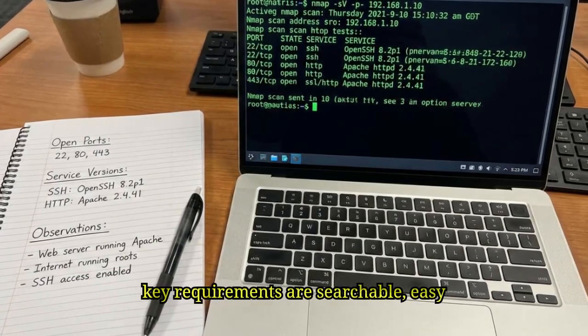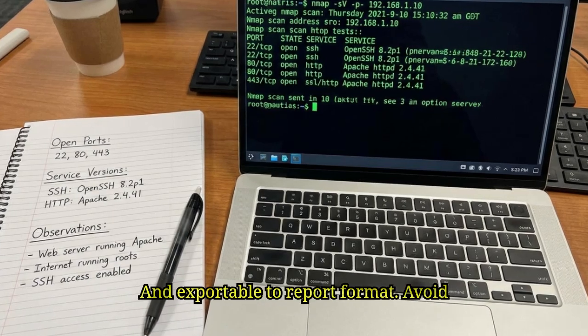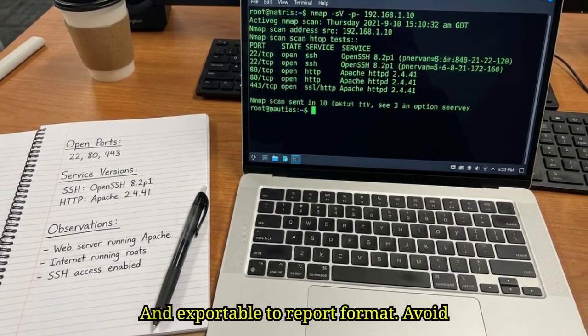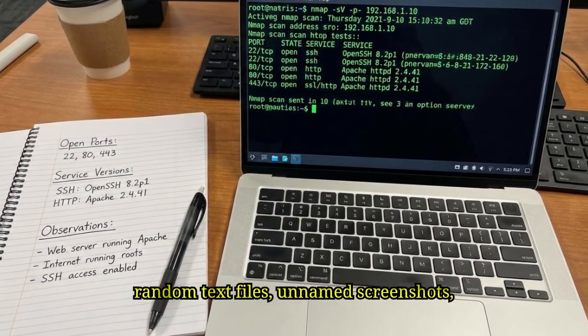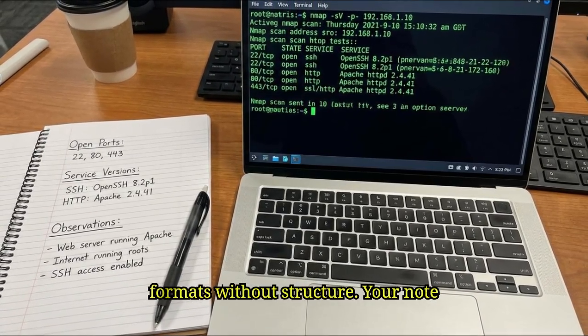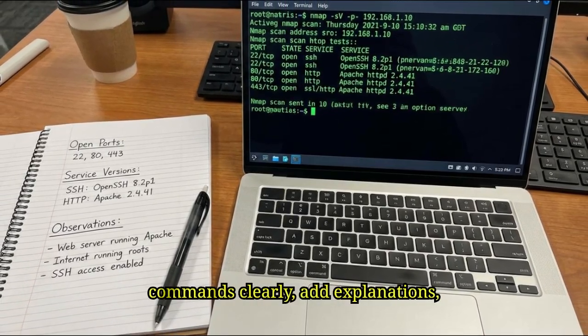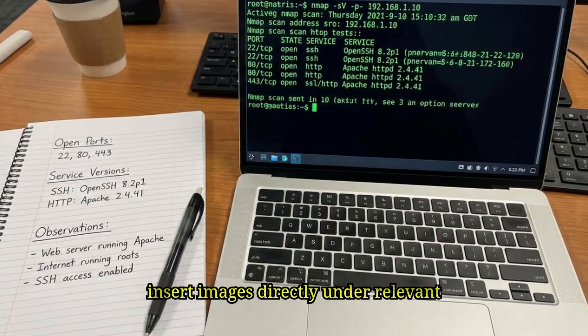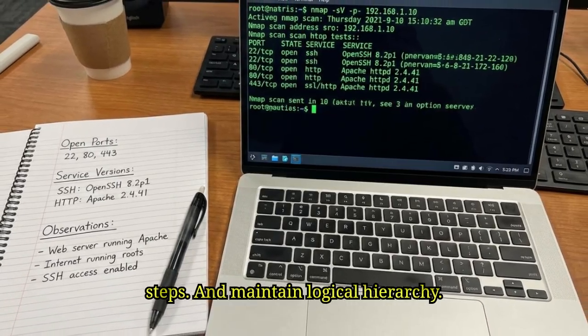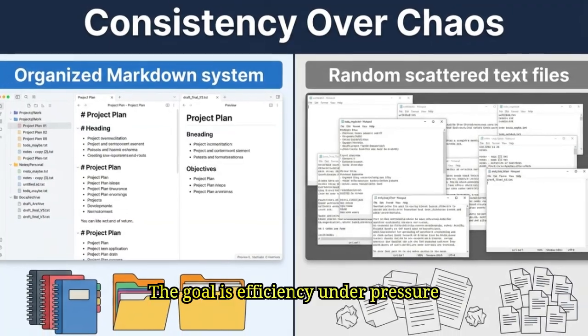The key requirements are searchable, easy screenshot embedding, clean formatting, and exportable to report format. Avoid random text files, unnamed screenshots, copy-paste chaos, and mixing multiple formats without structure. Your note system should allow you to document commands clearly, add explanations, insert images directly under relevant steps, and maintain logical hierarchy. The goal is efficiency under pressure.